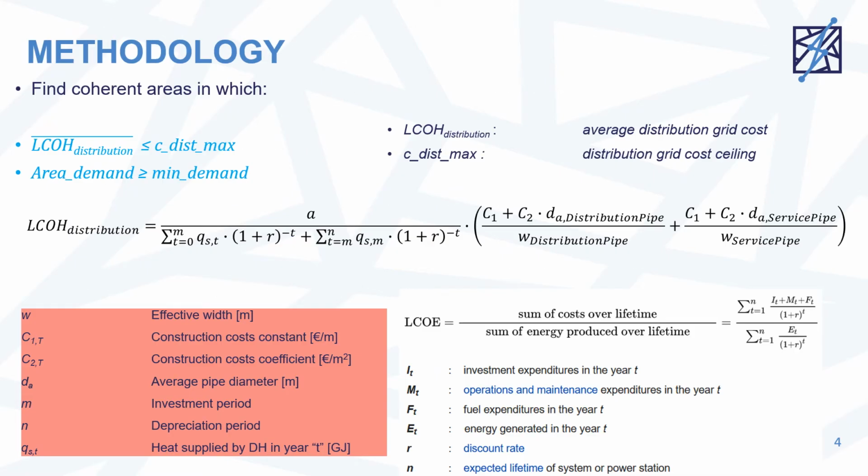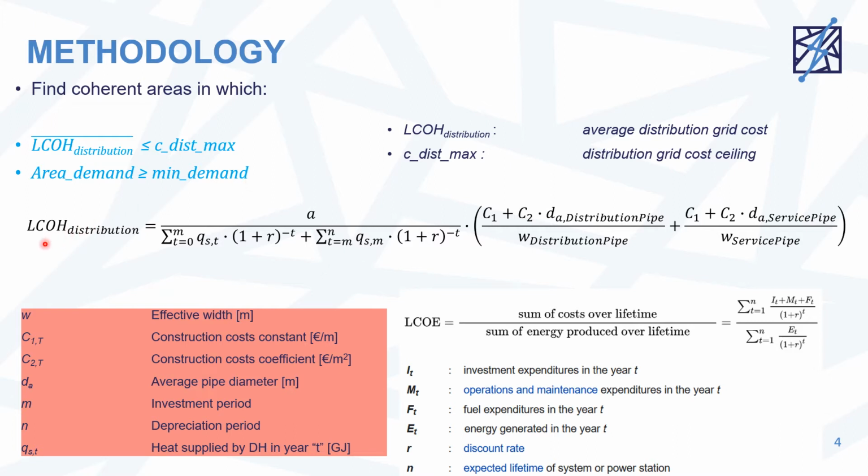In order to find the district heating potential areas, two conditions should be satisfied. First of all, the levelized cost of heat for the distribution grid should be below a given cost ceiling. Secondly, the heat demand within a potential district heating area should be higher than a given minimum heat demand for the district heating areas. Once these two conditions are satisfied, then we get the potential district heating areas.